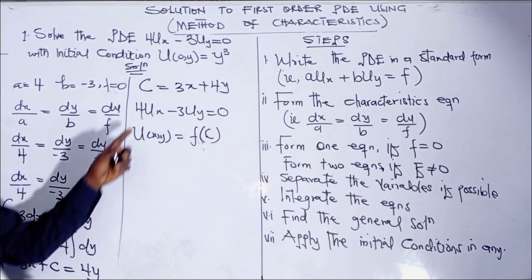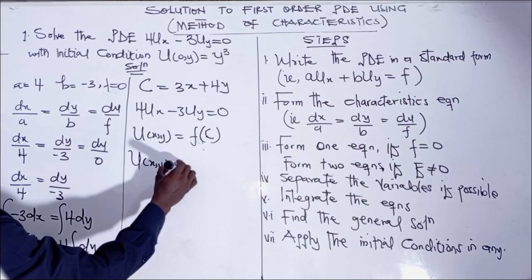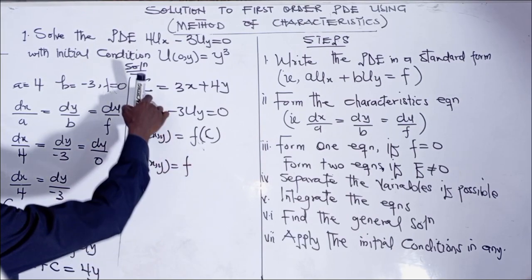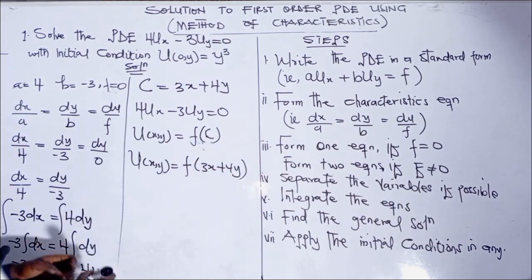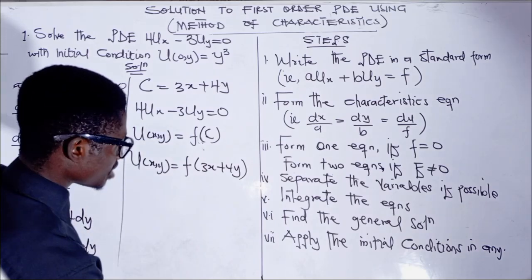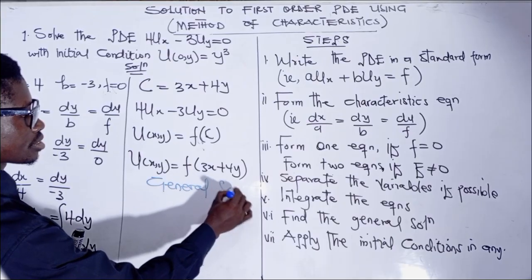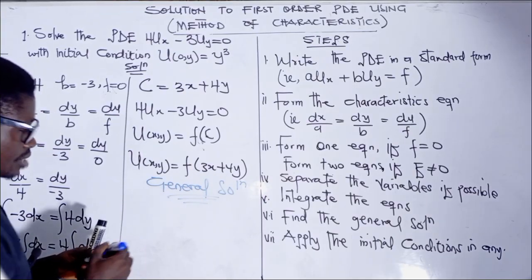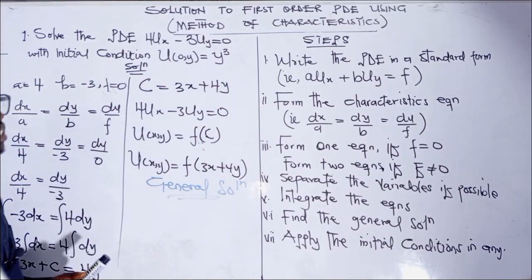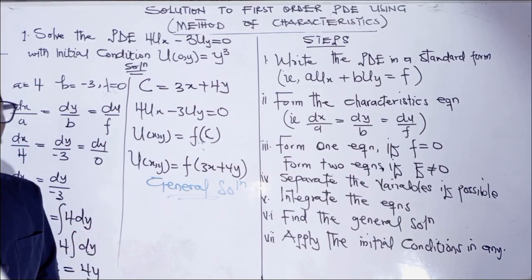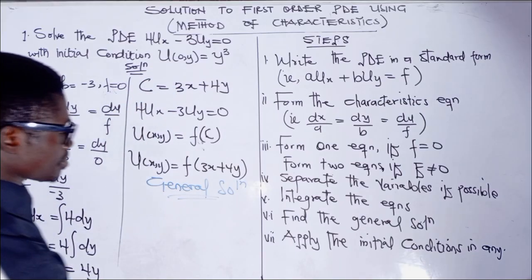So our general solution is going to be u of xy is equal to a function of the constant. The constant is 3x plus 4y. Very, very easy and simple. So this becomes our general solution. But I can say that with the question, we were given an auxiliary condition or the initial condition. So we can proceed to find the particular solution using the initial condition given. So let's continue from here.